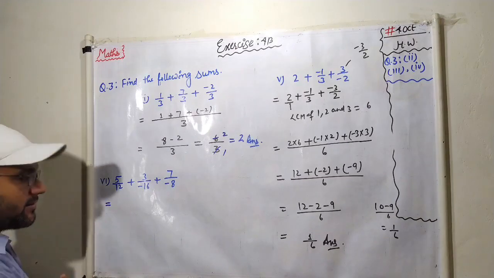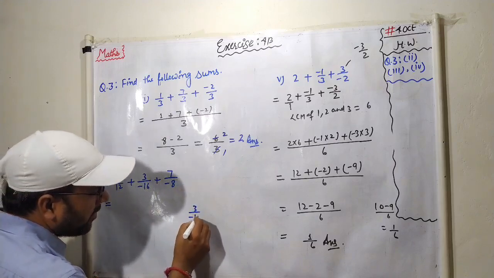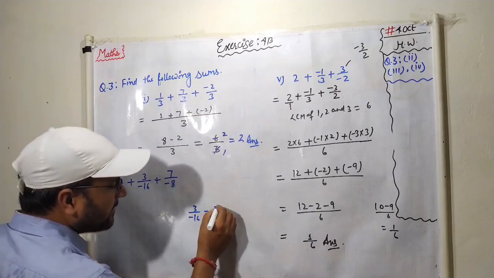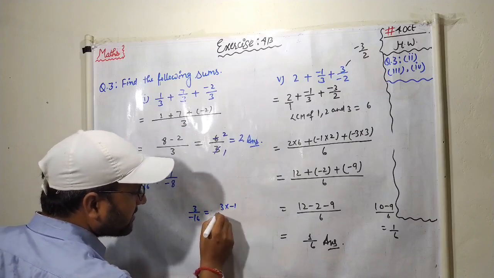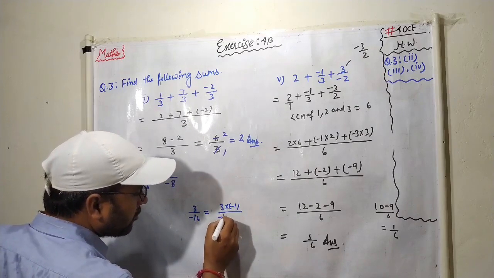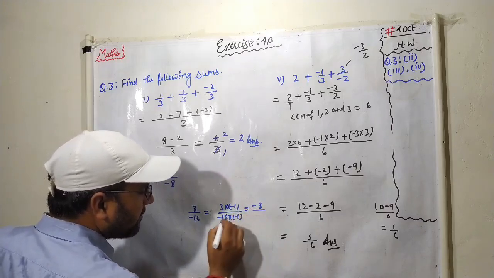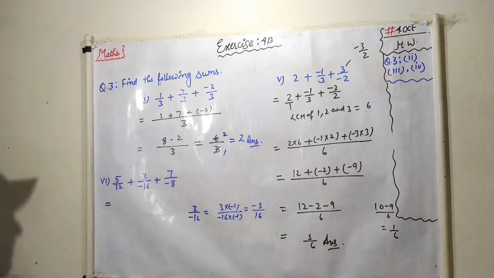In this you can see 3 upon minus 16. How will you change this minus 16 into a positive 16? Multiply. In the numerator, 3, you will multiply by minus 1, and in the denominator also you will multiply by minus 1. So minus 3, and minus multiplied by minus gives plus. So minus 3 upon 16.